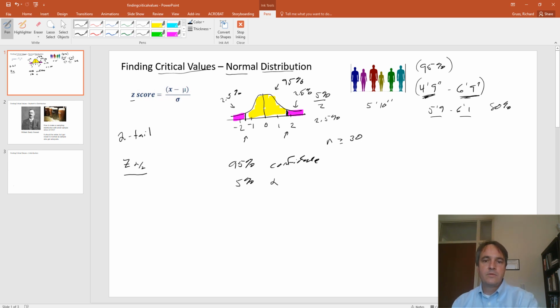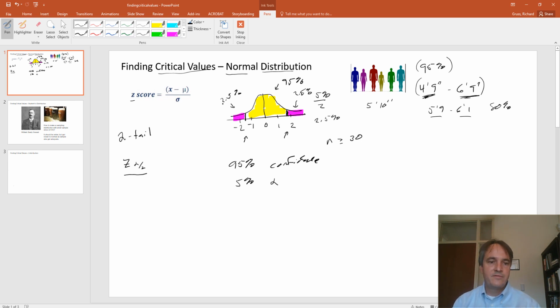So let's go ahead and find that. This is going to be a standard normal. We've turned it into a standard normal by expressing everything in z-scores. So standard normal, mean of 0, standard deviation of 1.